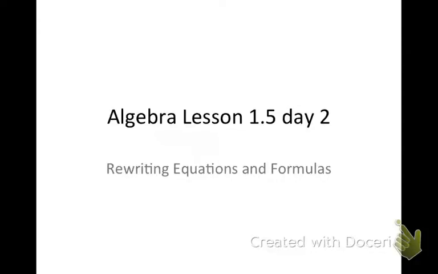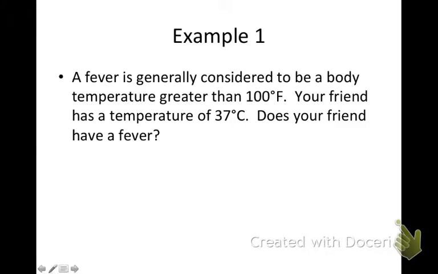Okay, today we're going to continue with rewriting equations and formulas. In example 1, a fever is generally considered to be a body temperature greater than 100 degrees Fahrenheit. Your friend has a temperature of 37 degrees Celsius. Does your friend have a fever?